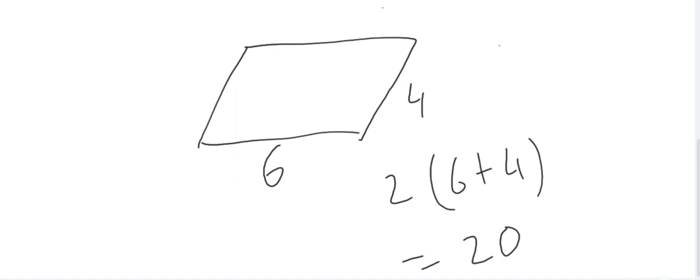Now how do I find out the area of the parallelogram? To find the area, I'll just multiply height into base, which is 4 times 6, and I'll get 24. It's as easy as that. Now, to our next shape where most of the people face problems is the circle.